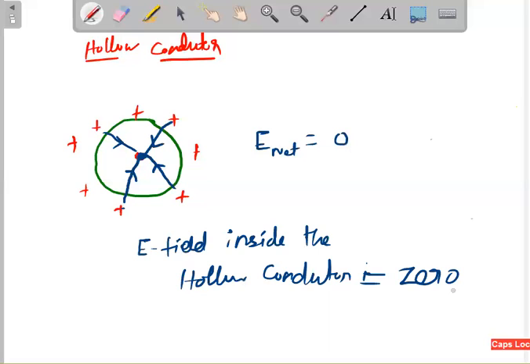Now again the question arises, say for example, I am like this. My charges are here.